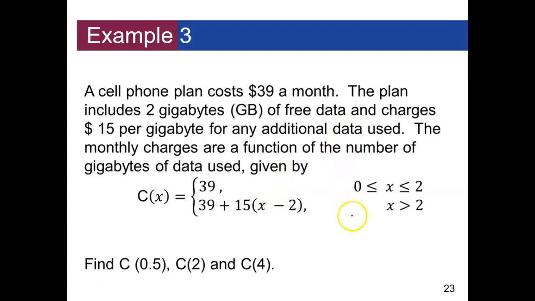Okay, here's another one. I'm going to let you practice with this one. This is actually a cell phone plan that has a basic monthly fee of $39, and then after your 2 gigabytes of free data, you're charged $15 per gigabyte for any additional data used. And so that's where we're set up with this piecewise defined function. So I want you to try evaluating these three function values and come up with your answer.